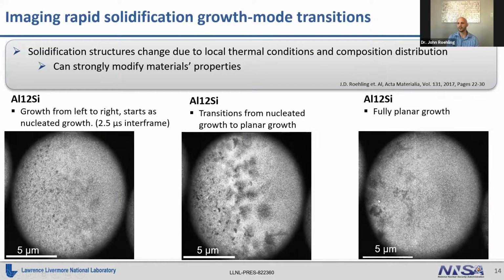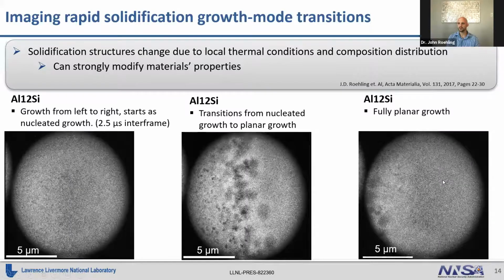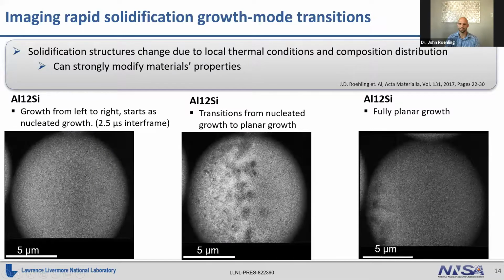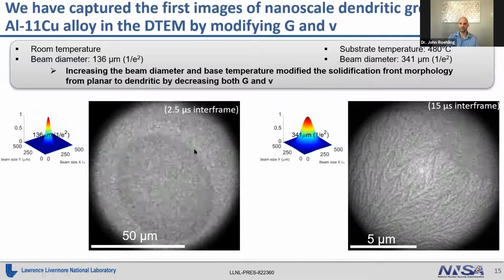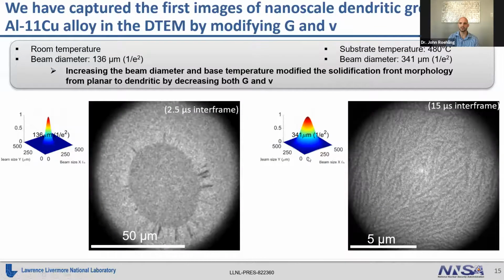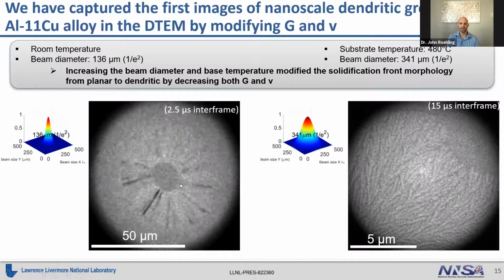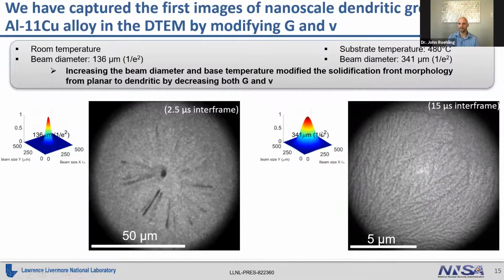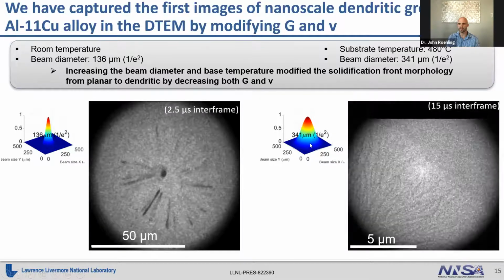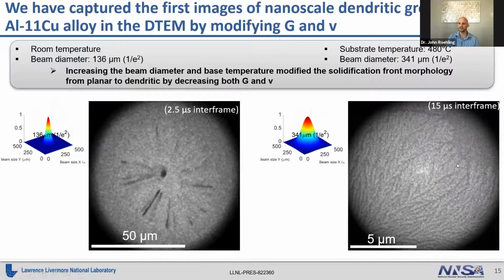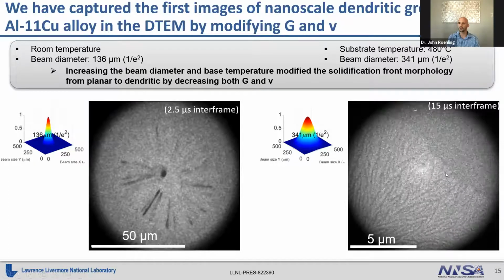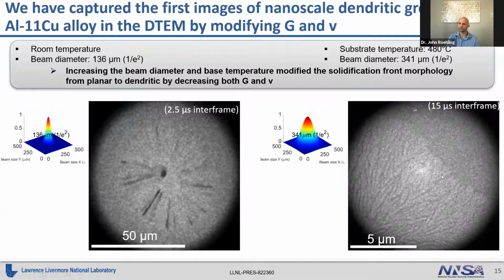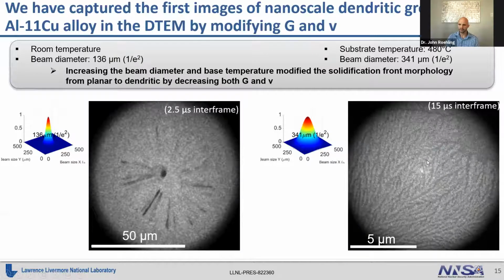The melt is on the right. And then as we move even further into the melt pool, you can see it changes completely to a planar solidification. We've also looked at the change in solidification due to changing the thermal gradient. If we have a very high thermal gradient, we get this planar growth mode. But if we change to a much lower thermal gradient, we can get a dendritic growth mode. And as far as I know, these are actually the first images of nano-sized dendrites that have ever been imaged, at least to my knowledge.